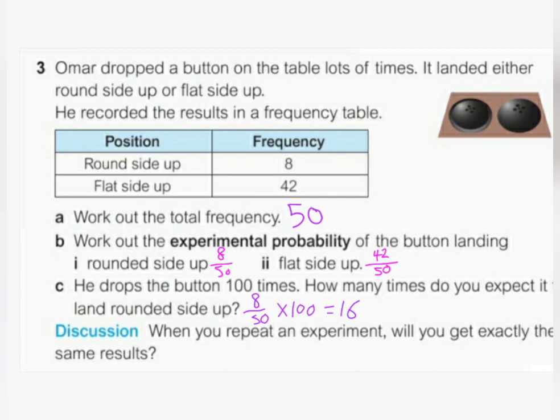Very good. I won't, because this is an experiment. This experimental probability is not always the same. It might be the same, but it's not always the same. So if I take the button here and throw it again, I might not get the same probability. The probability will change. Or I might not get the same frequencies that Omar got, okay? And this is how you answer questions like this.